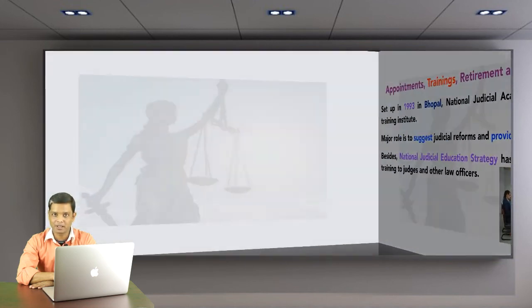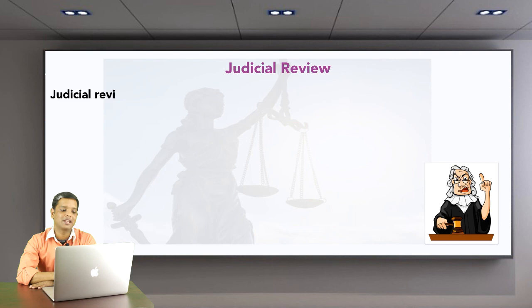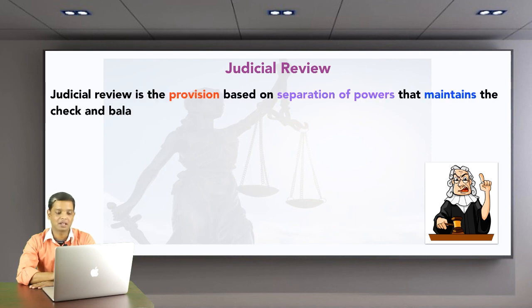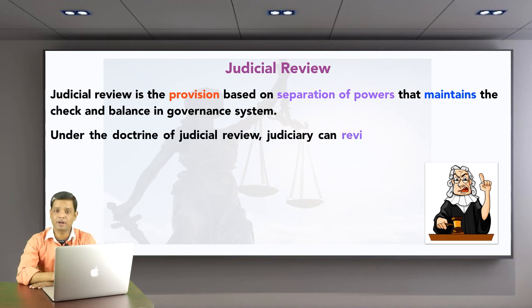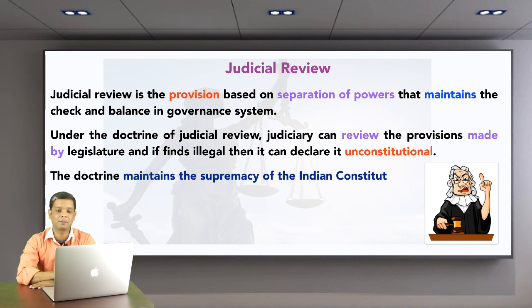Our last topic was judicial review. Judicial review is the provision based on separation of powers that maintains the check and balance in the governance system. Under the doctrine of judicial review, the judiciary can review the provisions made by the legislature and, if it finds them illegal, it can declare them unconstitutional. The doctrine maintains the supremacy of the Indian Constitution.